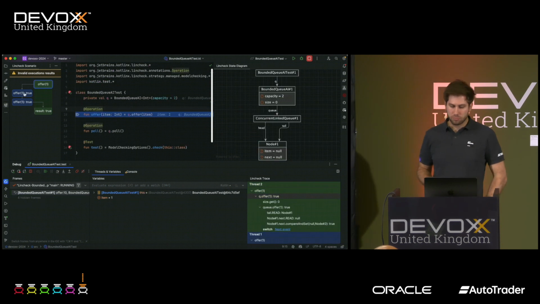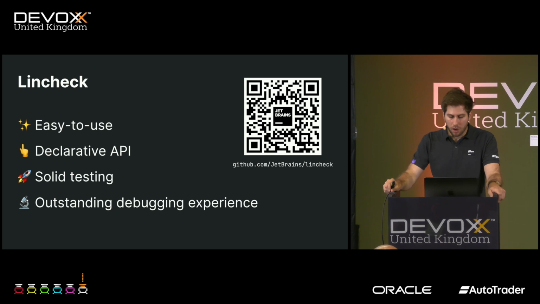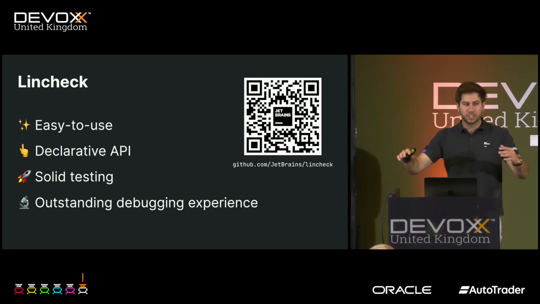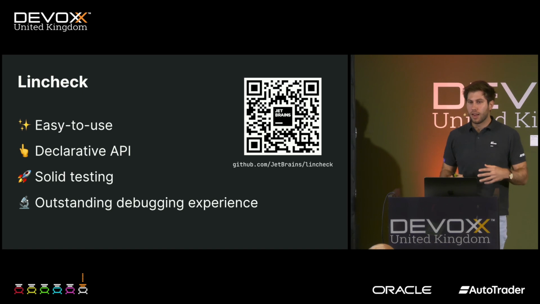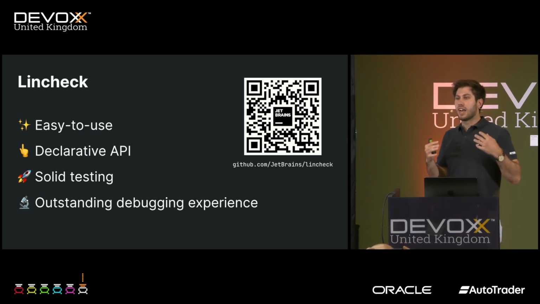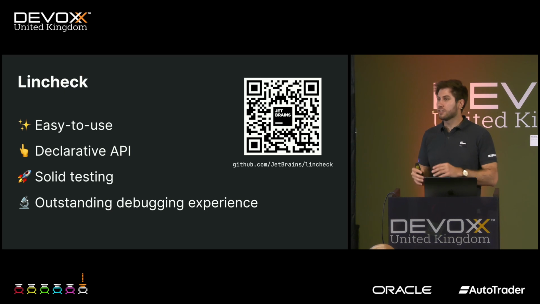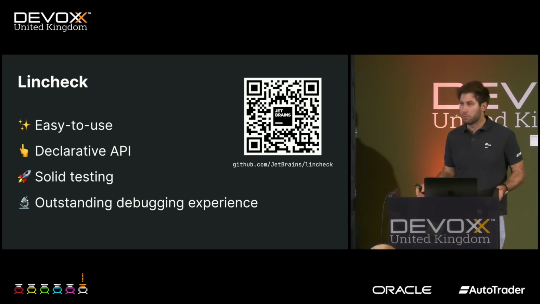And to sum up, with Lincheck, you can easily test concurrent data structures. You can do that declaratively. Instead of writing how to test the data structure, you simply tell Lincheck what to test, and it does the rest. Also, Lincheck tests are very reliable.